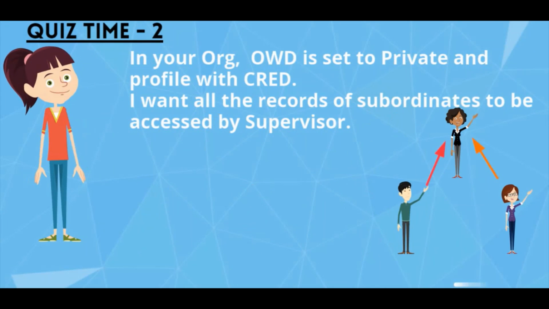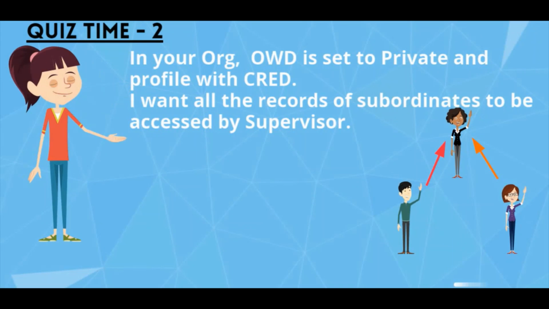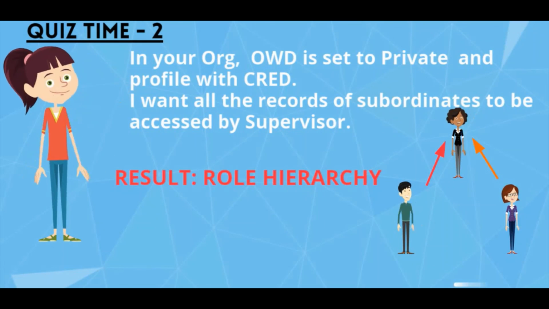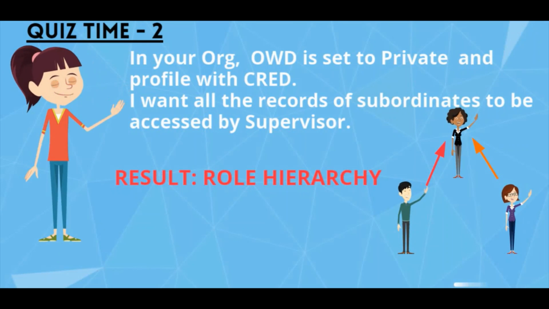Quiz time 2. In your org, OWD is set to private and profile is set to CRED. I want all the records of subordinates to be accessed by the supervisor. Then what is the security setting you will choose? The answer is role hierarchy. As soon as you see the hierarchy and they are expecting data visibility based on the hierarchy, then immediately you need to choose role hierarchy for your requirement.